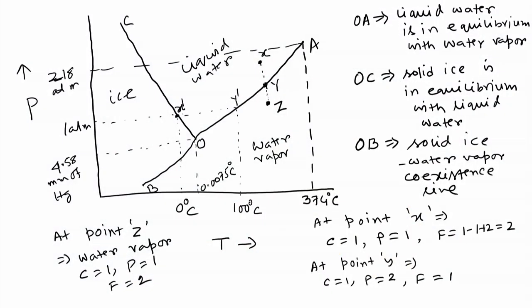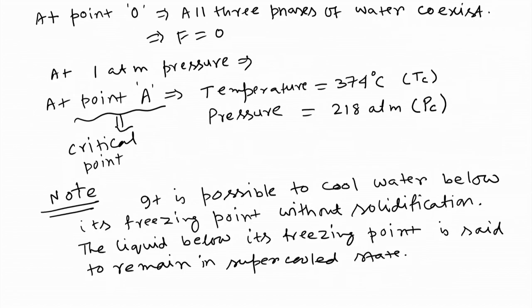Okay, like if we extend this curve OA to here, OD, we can get liquid water without getting ice, without solidification. Okay, so that's what we discussed. So far, we discussed the phase diagram of water. We will discuss now the phase diagram of carbon dioxide.